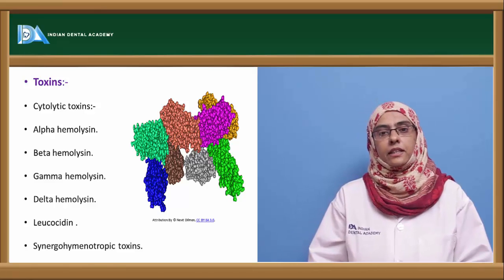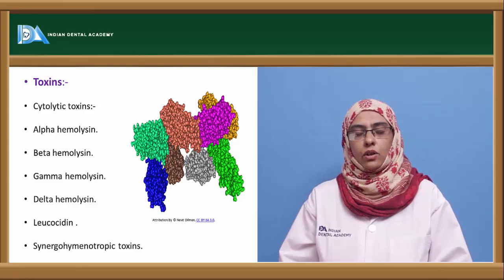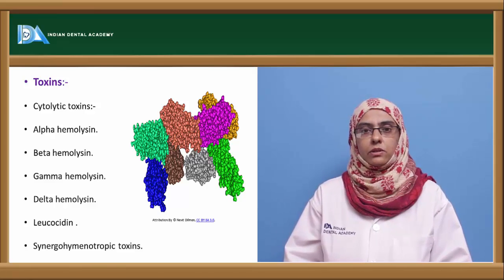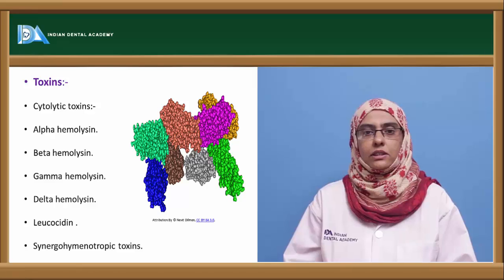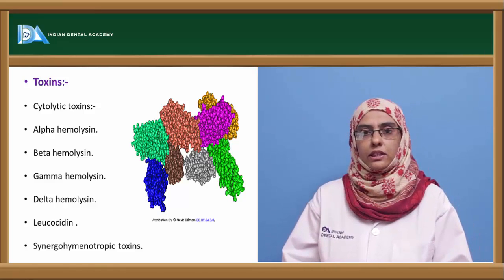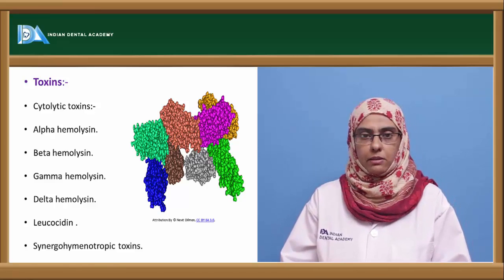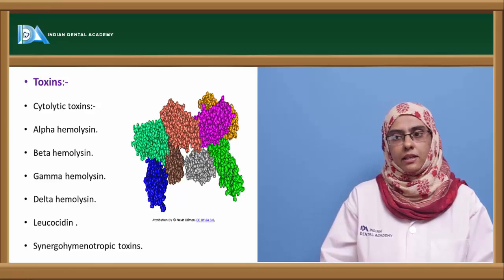cytokines. Next are the toxins. Intoxication is usually brought about by the toxins that are released by this organism. These are called the cytolytic toxins that cause damage to the cells, and they are divided into 4 toxins, and one is a leukocidin. The first one is alpha hemolysin, then beta hemolysin, gamma hemolysin, and delta hemolysin.